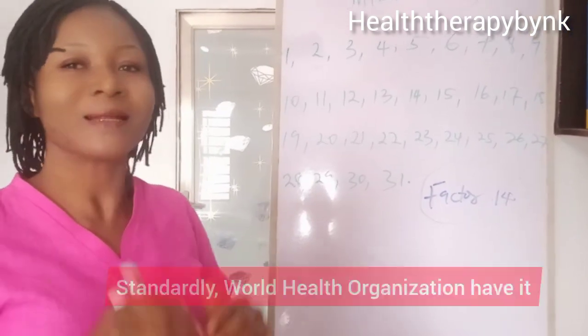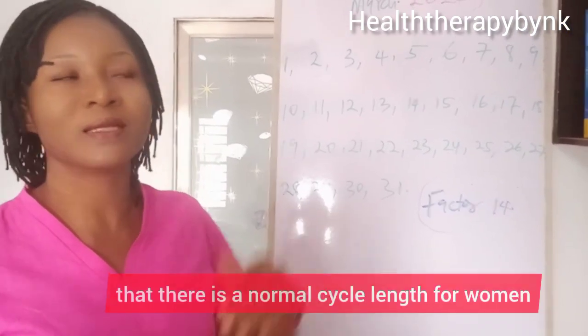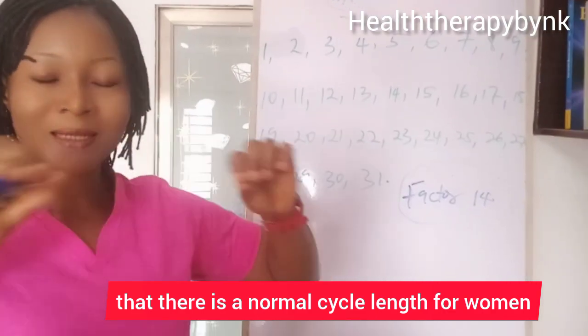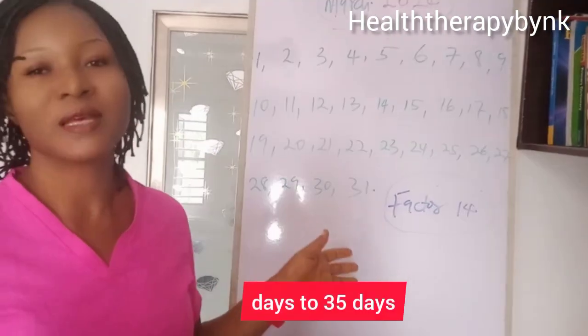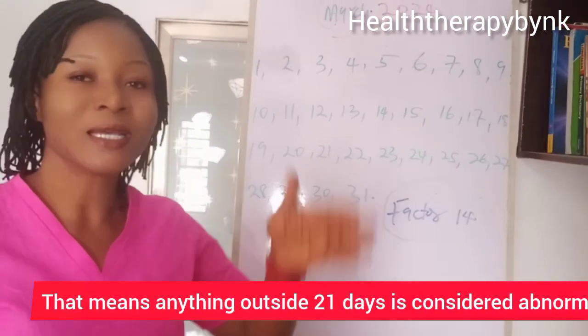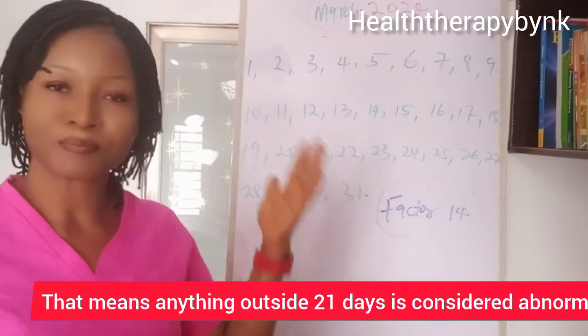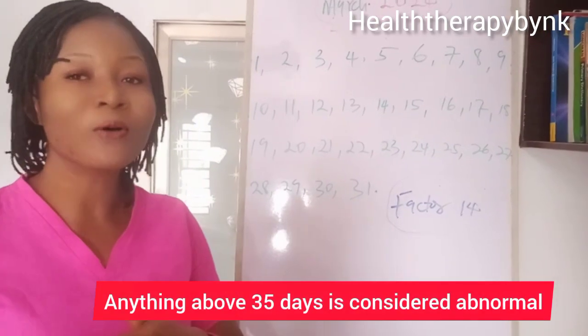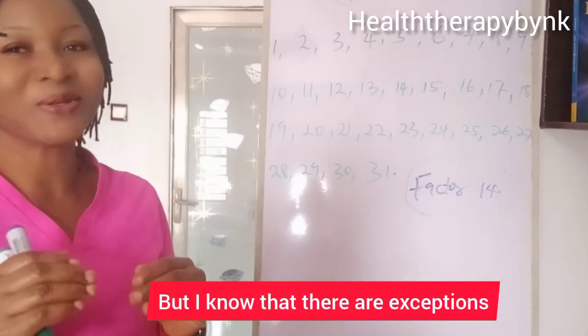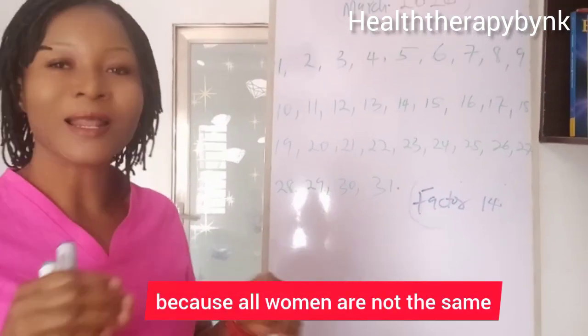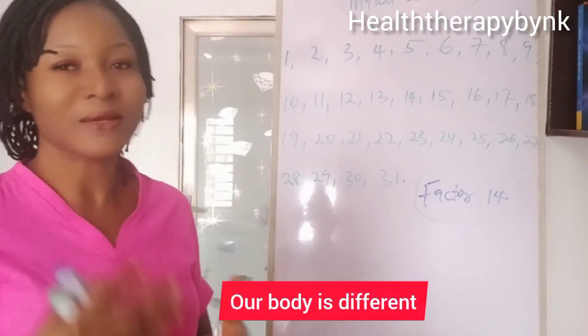Very, very important. Standardly, the World Health Organization has it that there is a normal cycle length for women. We're using 21 days to 35 days. That means anything below 21 days is considered abnormal, and anything above 35 days is considered abnormal. But I know that there are exceptions, because all women are not the same. Our bodies are different.